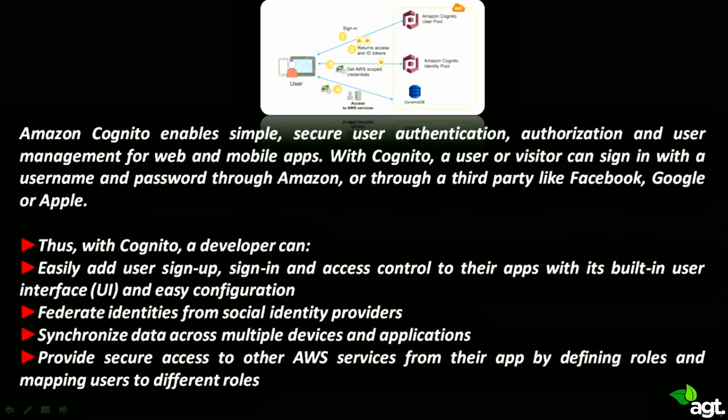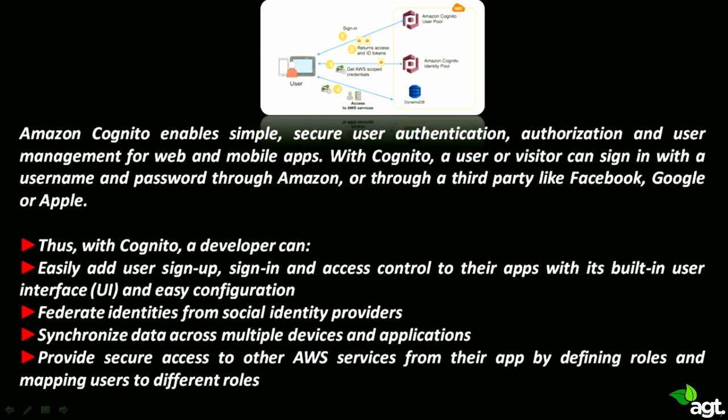So what is Amazon Cognito used for? Amazon Cognito enables simple and secure user authentication, authorization, and user management for web and mobile applications. With Cognito, a user or visitor can sign in with a username and password through Amazon, or through a third party like Facebook, Google, or Apple. With Cognito, a developer can easily add user sign-up, sign-in, and access control to their application with its built-in user interface (UI) and easy configuration process.